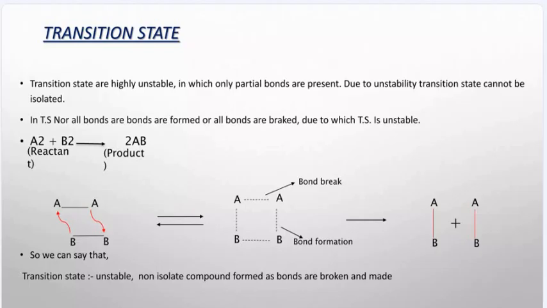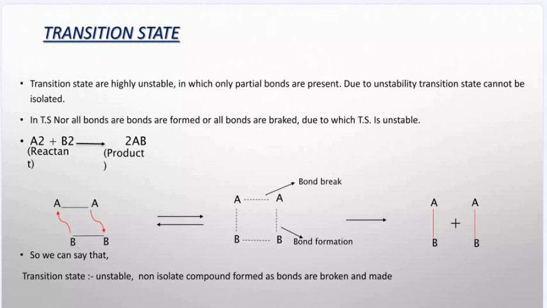Today in this video, I am going to talk about transition state. So what is the transition state? The transition states are highly unstable, in which only partial bonds are present, not full. Due to instability, the transition state cannot be isolated. In the transition state, all bonds are partially formed or partially broken, due to which the transition state is unstable.